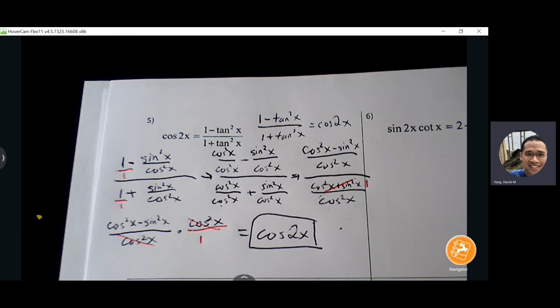My identity problem, one or the other. The others are going to be like simplifying. It's going to be like this, where you've got to match.